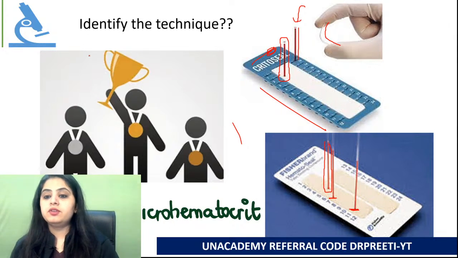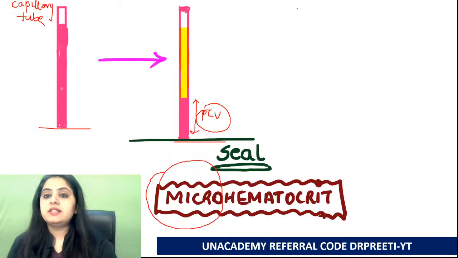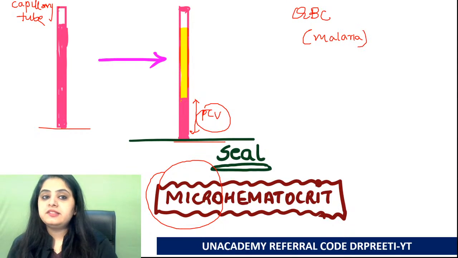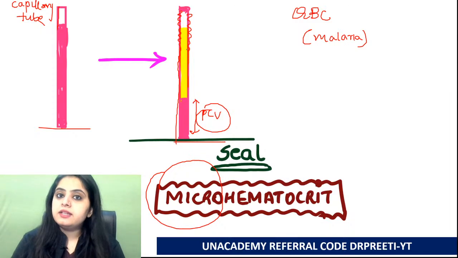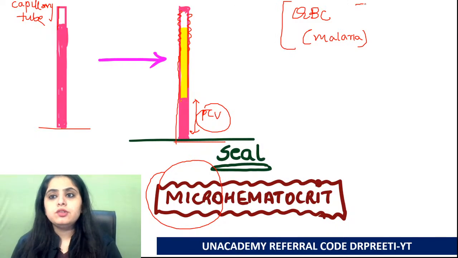Everyone's heard of QBC, quantitative buffy coat, that we do for malaria. The difference is that those are special tubes. Inside those tubes, they have a lining of acridine orange, because acridine orange is a fluorescent stain for malaria. So yes, that will also use this tube.